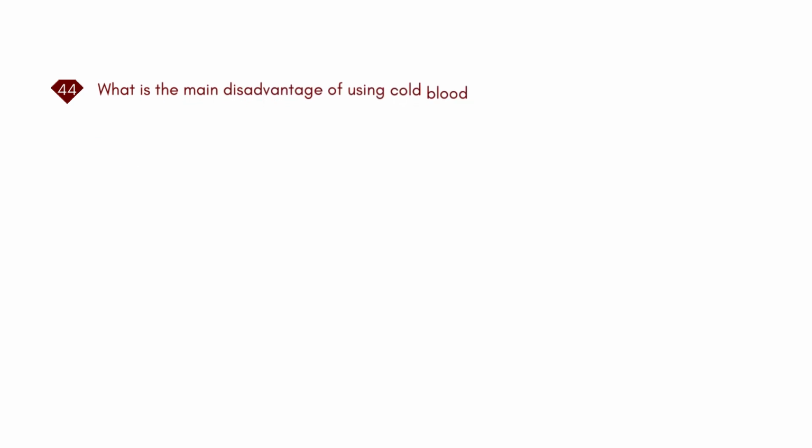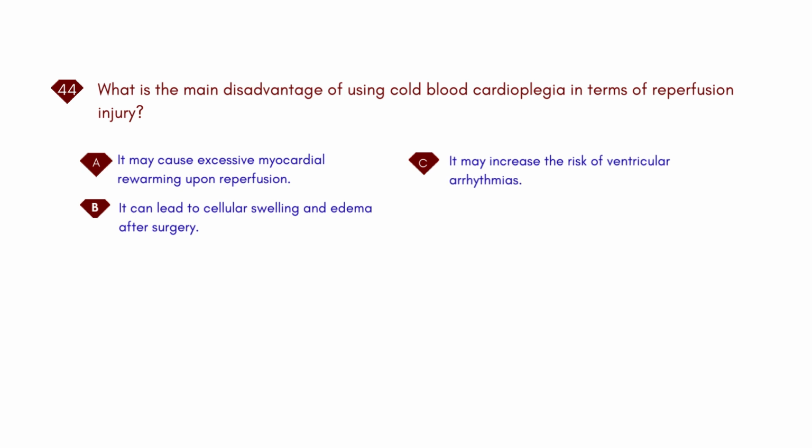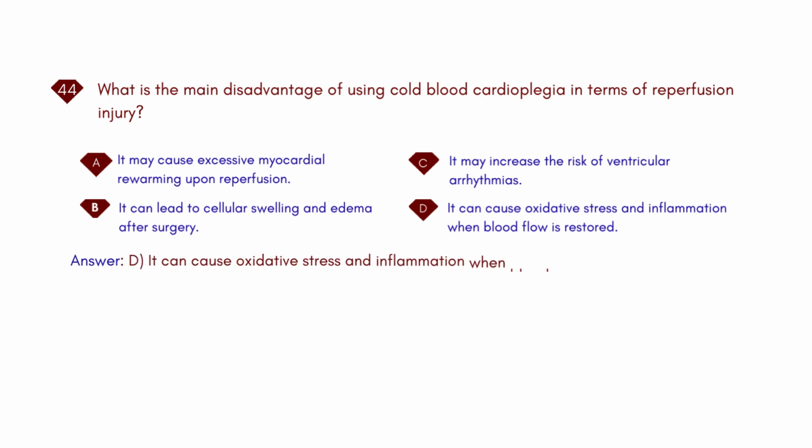What is the main disadvantage of using cold blood cardioplegia in terms of reperfusion injury? A. It may cause excessive myocardial rewarming upon reperfusion. B. It can lead to cellular swelling and edema after surgery. C. It may increase the risk of ventricular arrhythmias. D. It can cause oxidative stress and inflammation when blood flow is restored. Answer: D. It can cause oxidative stress and inflammation when blood flow is restored.